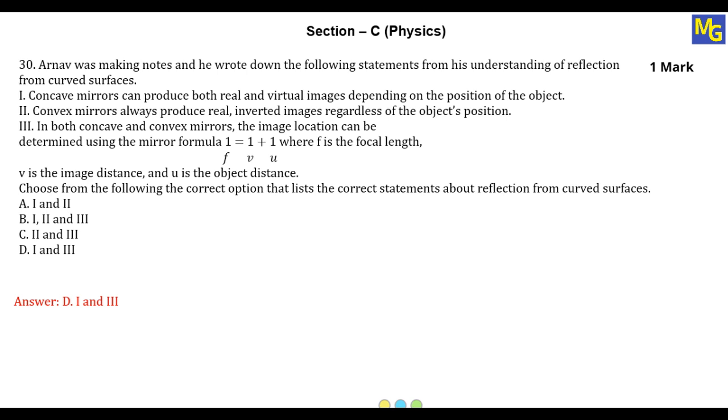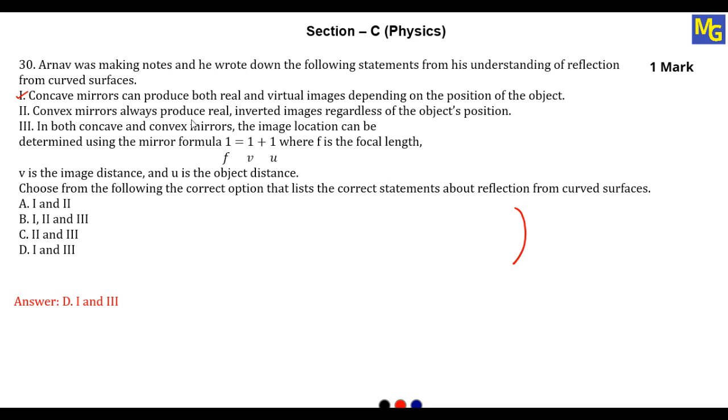First we have to read the statements and think which statements are correct, and then we can choose the option from A to D. This is a multiple choice question which carries 1 mark. So let me start with the answer. The first statement is that a concave mirror can produce both real and virtual images depending on the position of the object. So what is a concave mirror? This is a concave mirror.